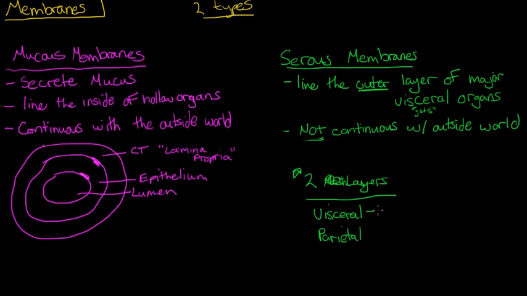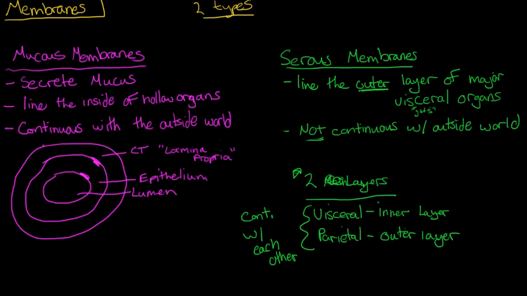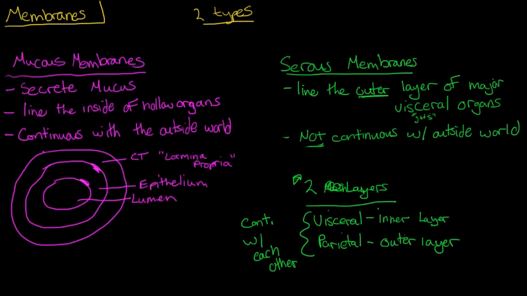This visceral layer, I just said that's guts, and so if it's synonymous with guts or those kinds of organs, it's probably going to be the inner layer of the serous membrane. The parietal is going to be the outer layer of the serous membrane. And what's special about these two layers is that they're actually continuous with each other. So how do you make two separate layers that aren't distinct, that they're continuous with each other? We'll draw a picture to illustrate that.